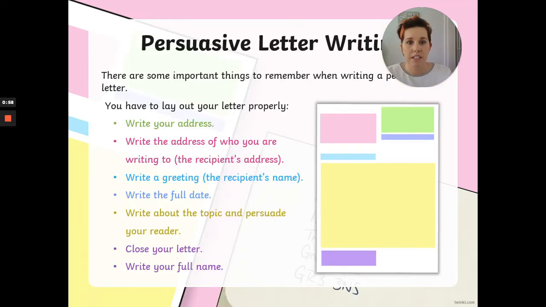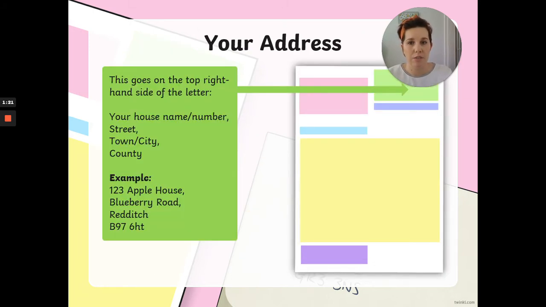So this is the layout of a letter. We'll look at writing your address, the address you're sending it to, a greeting, the full date. Obviously, the yellow is the space that you're going to write about the reasons why we don't want the trees to be cut down. Then you're going to close your letter by writing your full name.